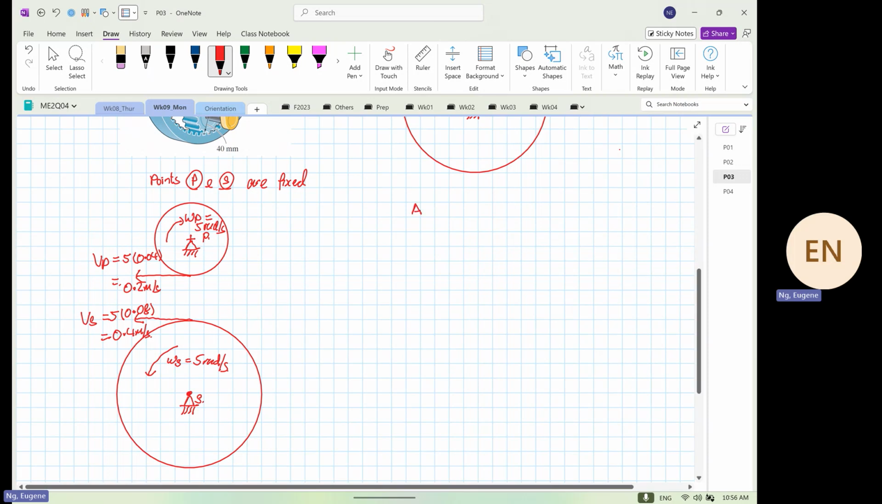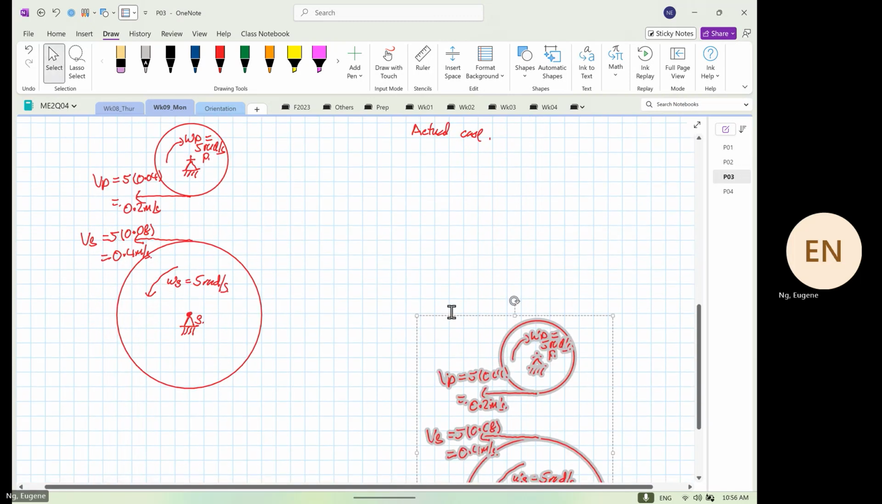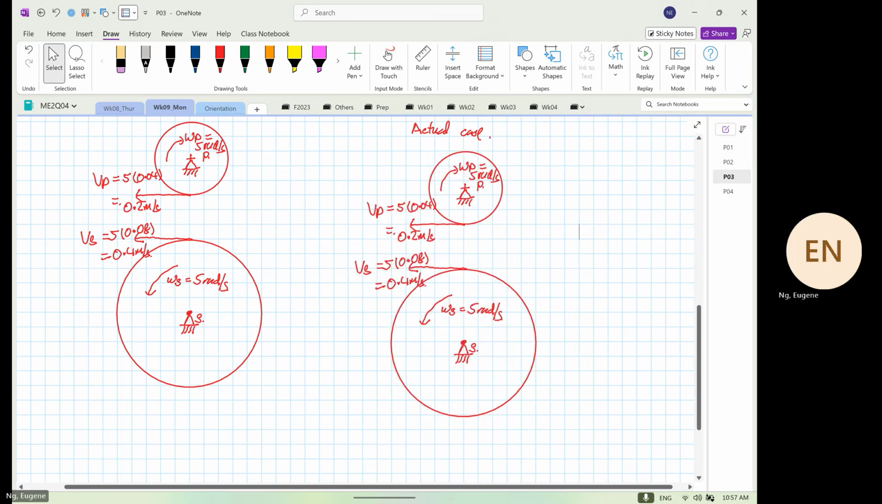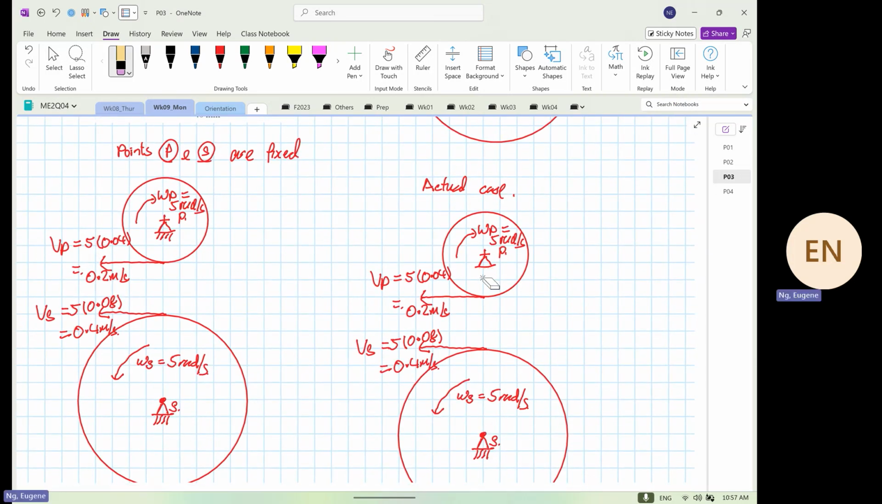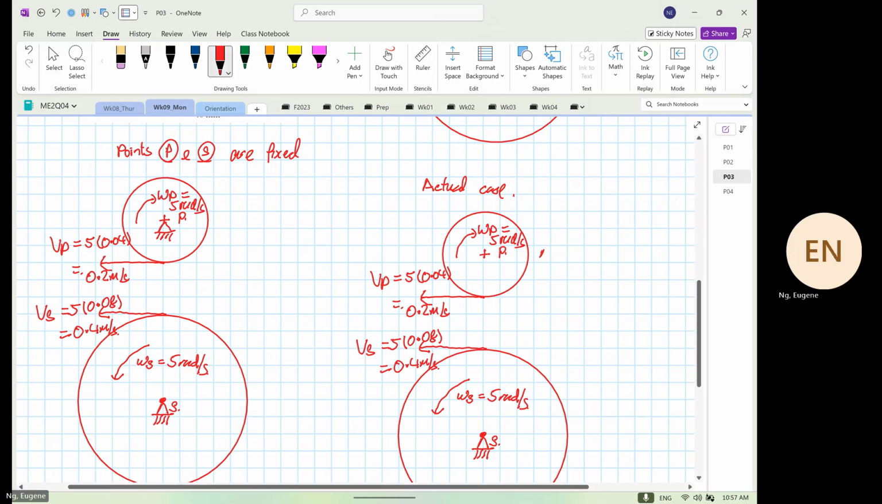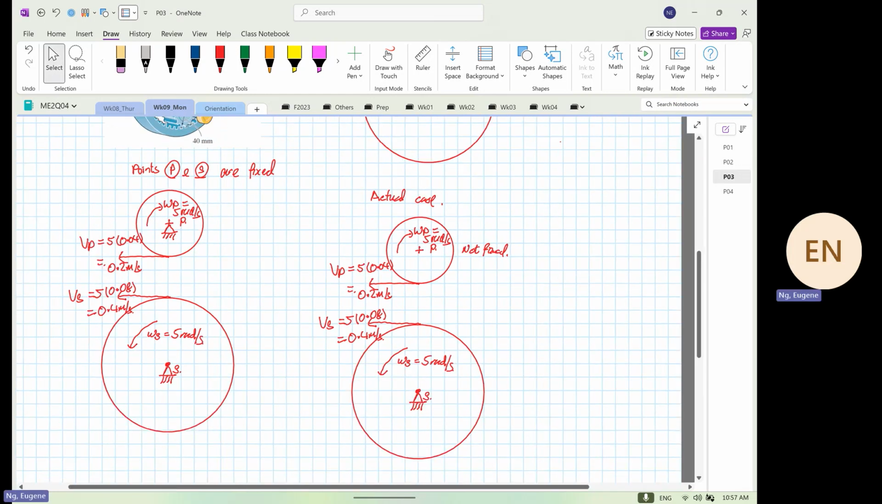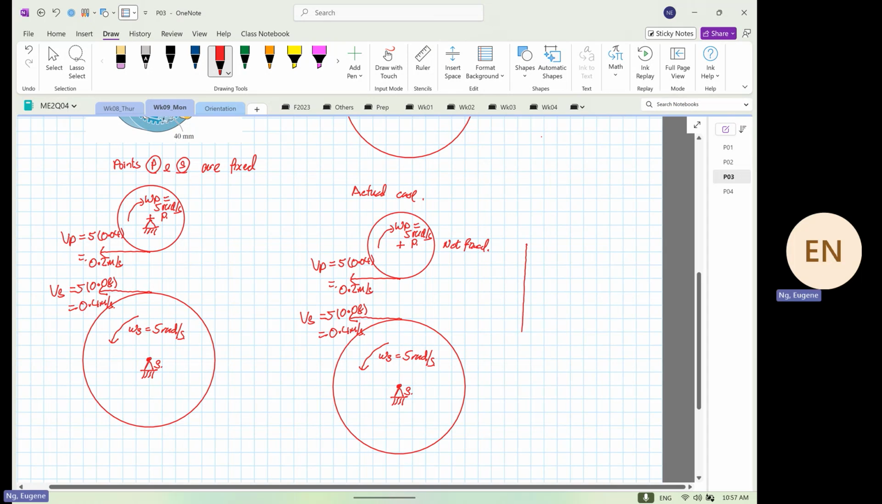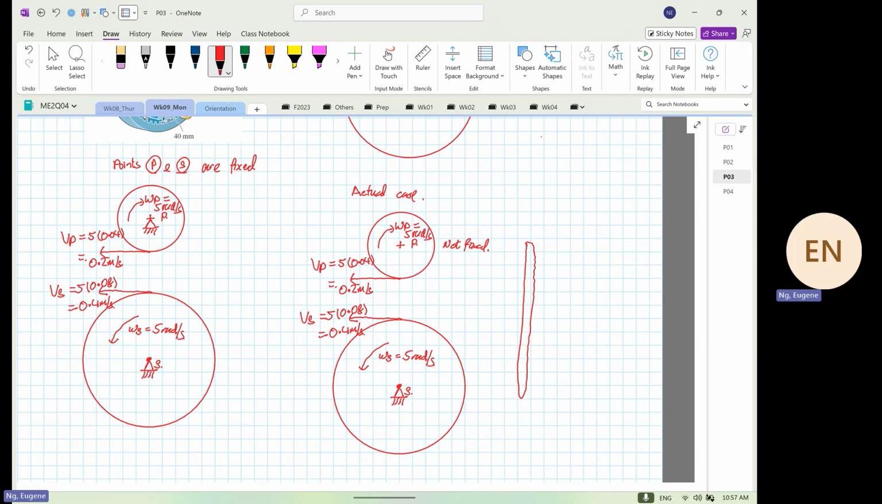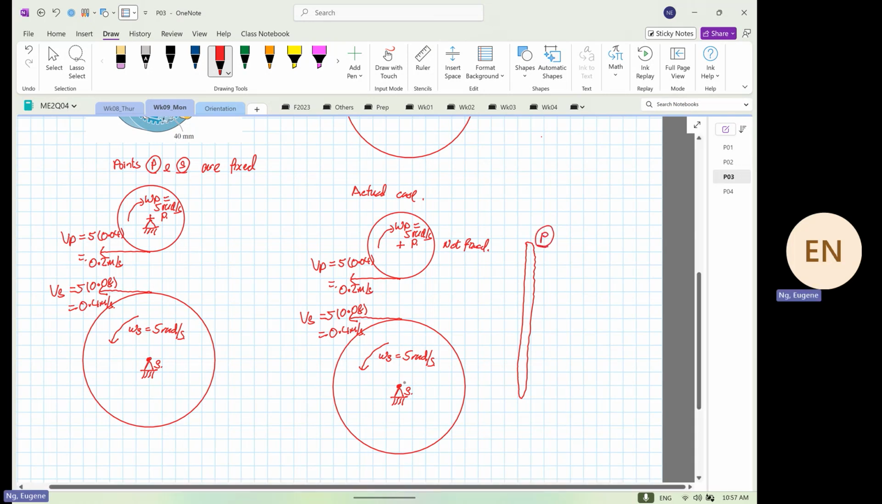Now, the actual case is this. The planet gear is not fixed. It is linked to a rod. Okay. And this rod connects point P, and at the center, it connects point O. And we assume that there's a rotation going on known as omega OP.